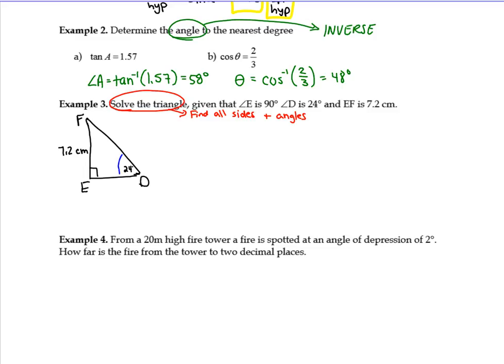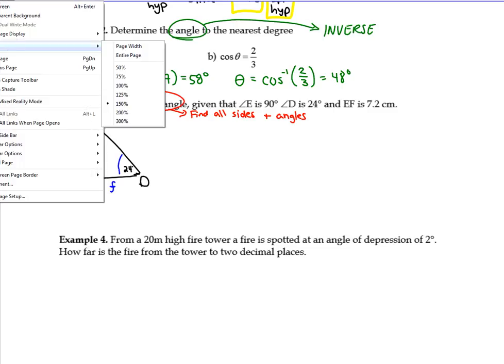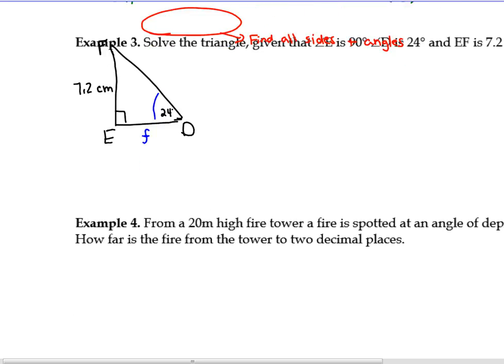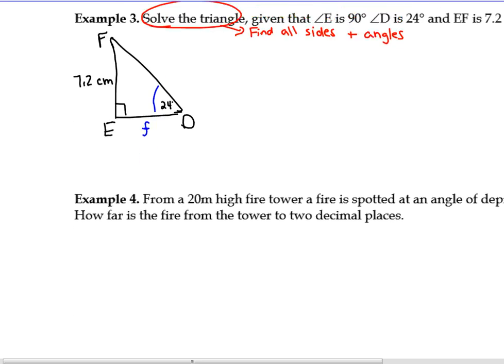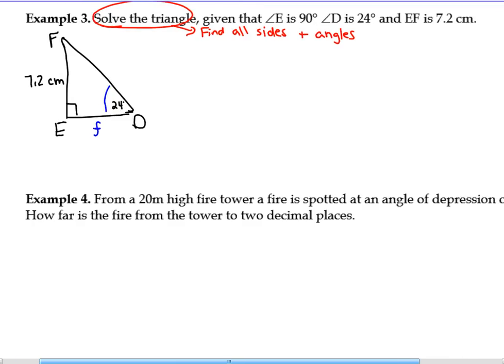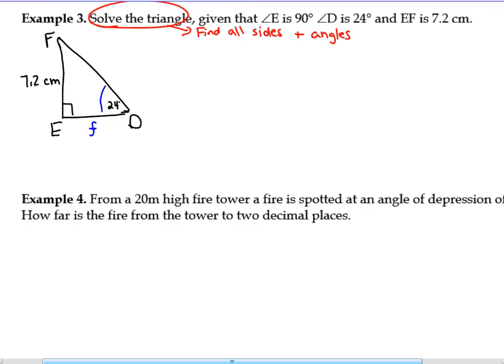Let's start by solving for side ED. I'll call that little f because it's opposite of angle F. Okay, I'll make this bigger. Zoom. Is that better? There you go. Okay, so let's solve for little f.